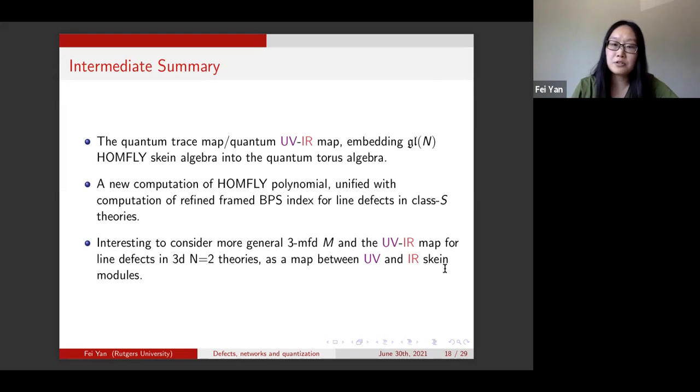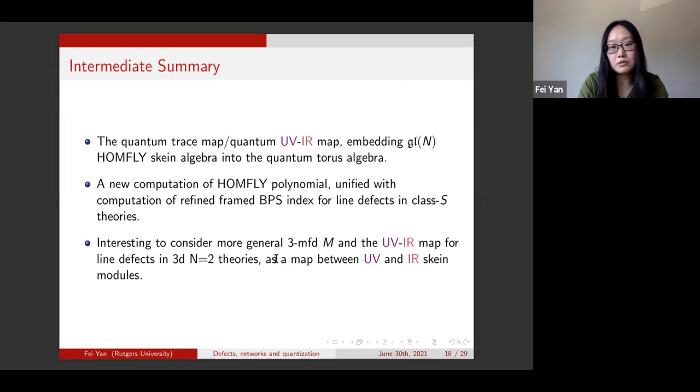I should say that I didn't mention earlier, which I should have, that in the class S theories, where the three-manifold takes the form of the Riemann surface cross the real line, you not only get a skein module, but get an algebra structure, where the algebra is simply given by stacking links in this real line direction. You're going to lose that in the general three-manifold case, so you will just get a map between the UV and IR skein modules. But you could still try to formulate this kind of thing.